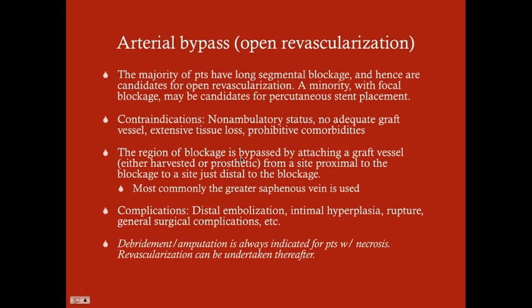So the region of blockage is bypassed by attaching a graft vessel that's either harvested or prosthetic from a site proximal to the blockage to a site just distal to the blockage. So you're bypassing the blocked area. Most commonly, it's the greater saphenous vein that's used. However, you can also use the lesser saphenous vein and prosthetic conduits as well.